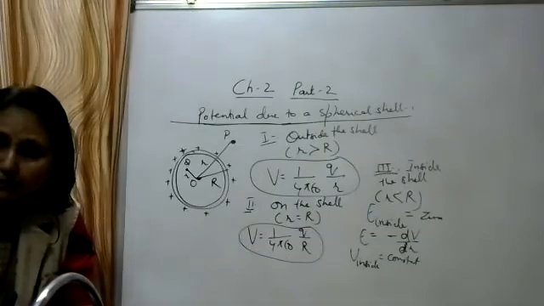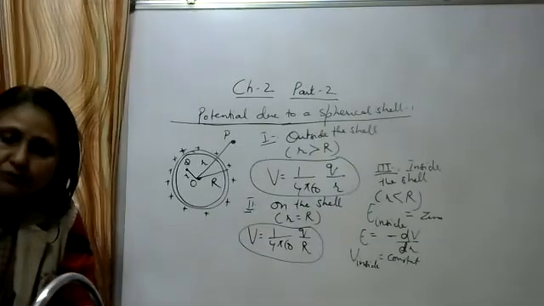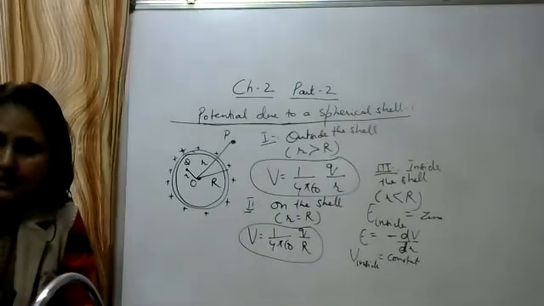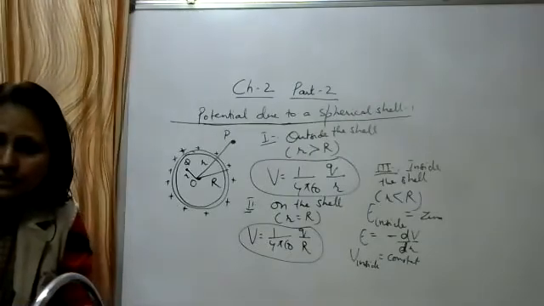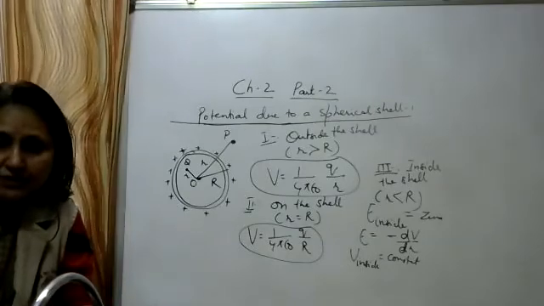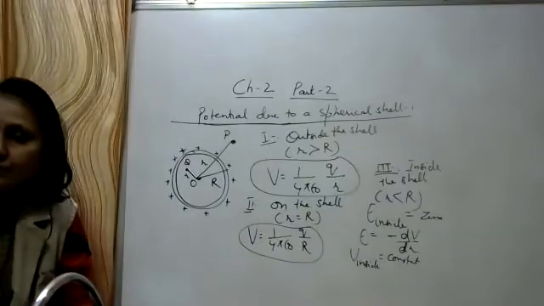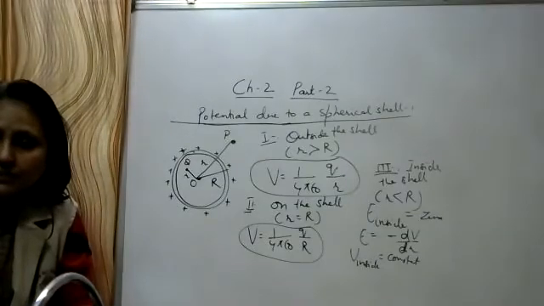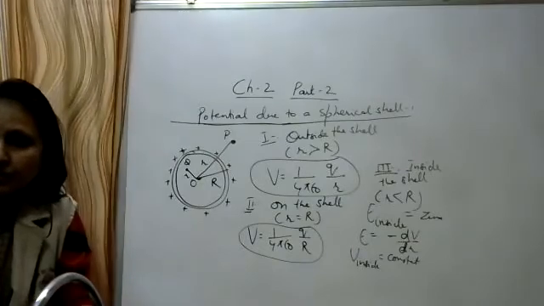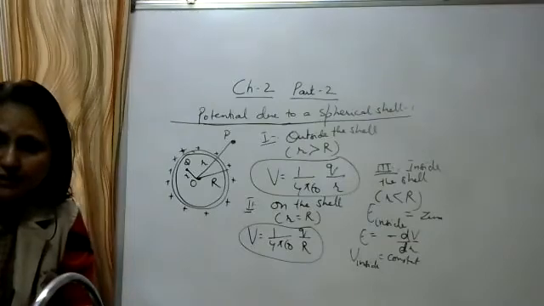Then we found out the potential due to a point charge. Due to a point charge, the potential is 1 upon 4 pi epsilon naught, q by r. We also saw the graph of electric field and potential with r for a point charge. Then potential due to a number of point charges will be the sum of the potentials of all the point charges. Why? Because it is a scalar quantity, so simple algebraic addition. If it is a positive charge, the potential is positive. If it is a negative charge, the potential will be negative.